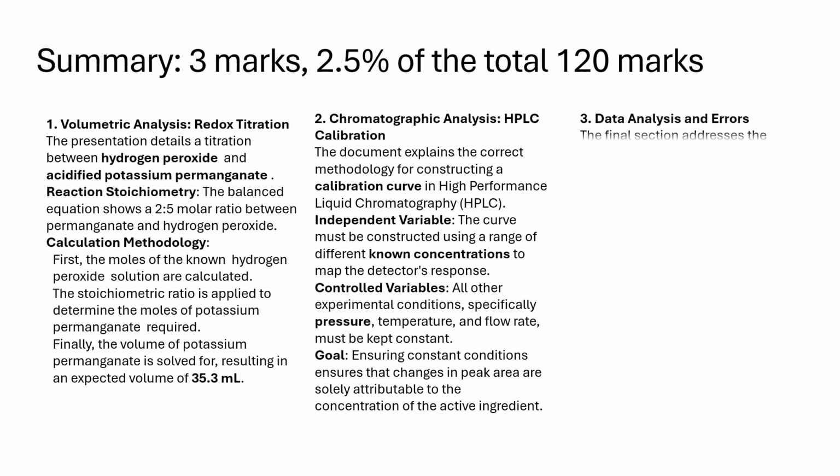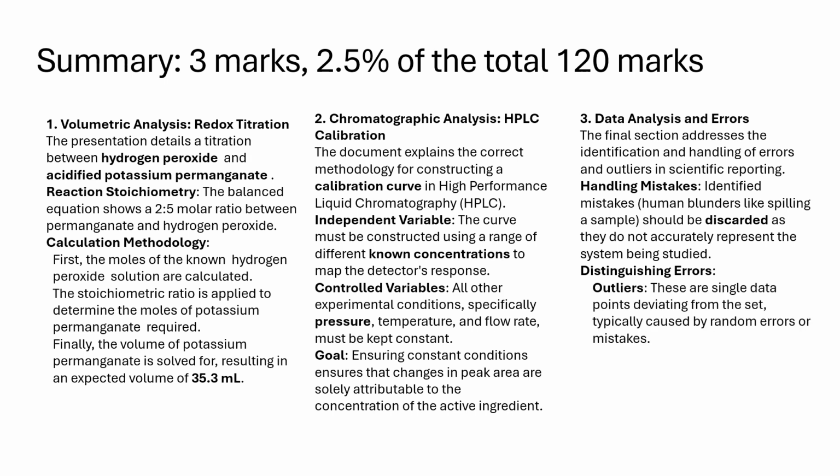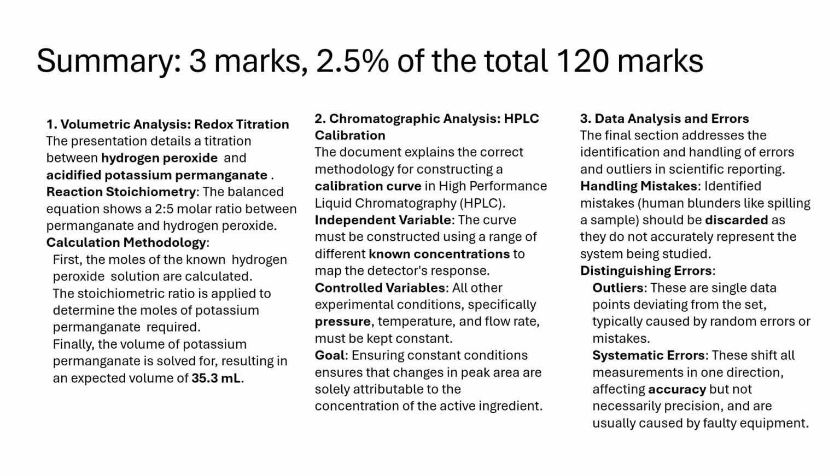3. Data analysis and errors. The final section addresses the identification and handling of errors and outliers in scientific reporting. Handling mistakes: identified mistakes, human blunders like spilling a sample, should be discarded as they do not accurately represent the system being studied. Distinguishing errors: outliers are single data points deviating from the set, typically caused by random errors or mistakes. Systematic errors shift all measurements in one direction, affecting accuracy but not necessarily precision, and are usually caused by faulty equipment.